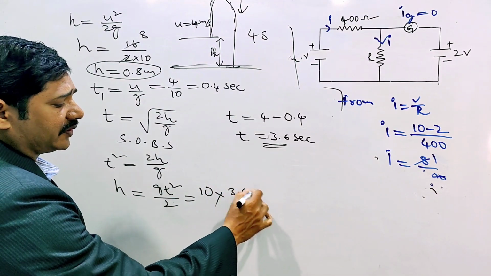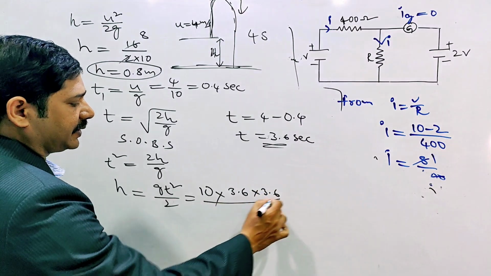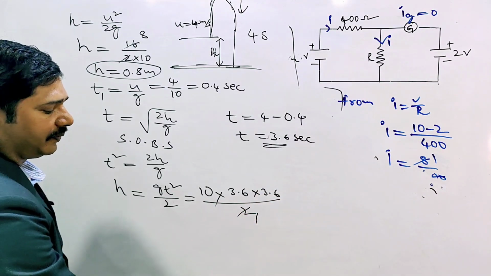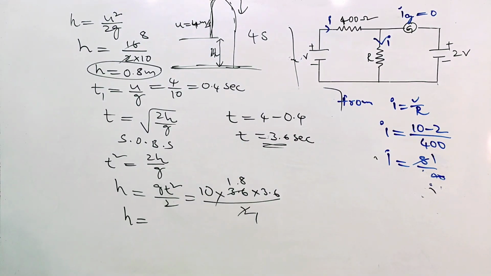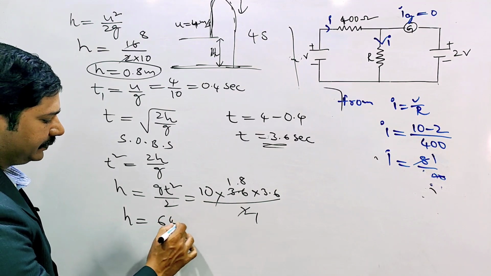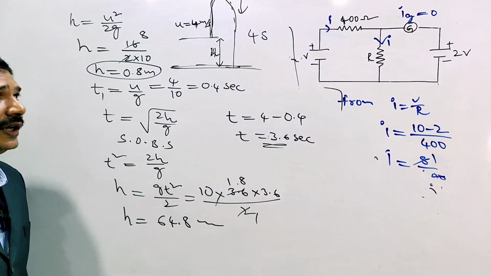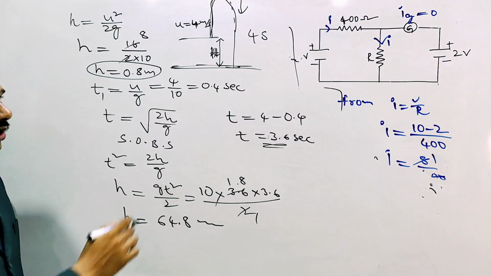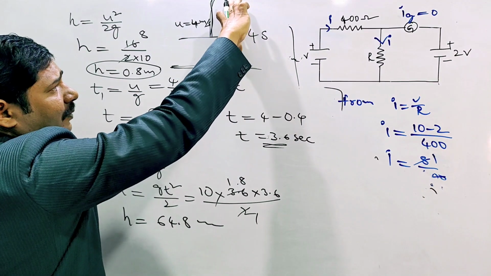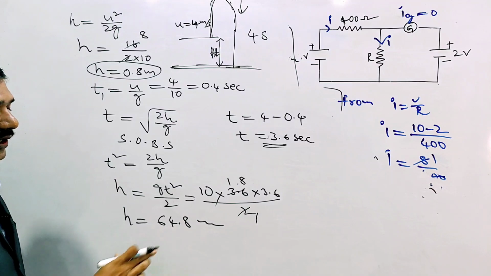So the time is 3.6 whole square, that is 3.6 into 3.6 by 2, with 10 into that. H equal to what? Solve this one and you will get 64.8 meters. We need to calculate only the bridge height, but from the total height we got 64.8 meters.